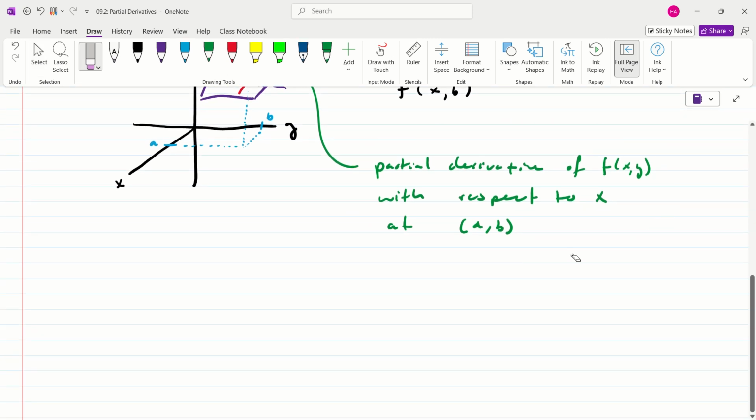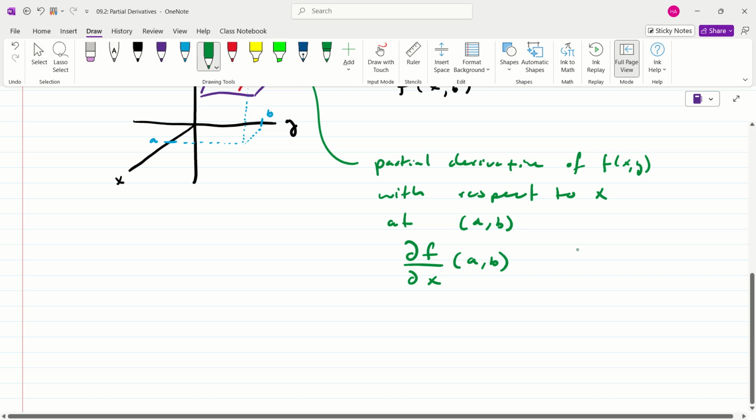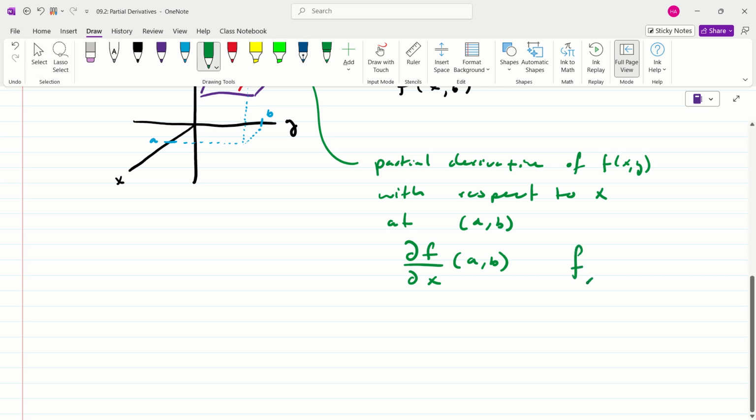This could be written in a shorthand kind of way, in this really stylized kind of derivative notation. So it's the partial derivative of f with respect to x at the point a comma b. Another notation for this would be f with a subscript of x. So this is pretty much telling you that you're taking the partial derivative of f with respect to x, and you're evaluating it at a comma b.